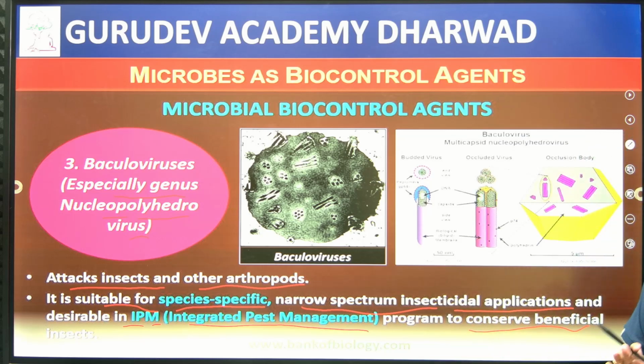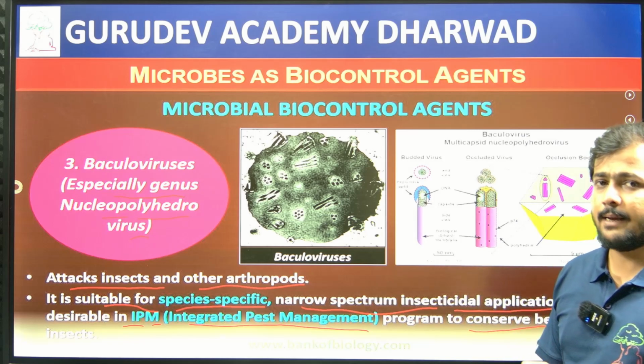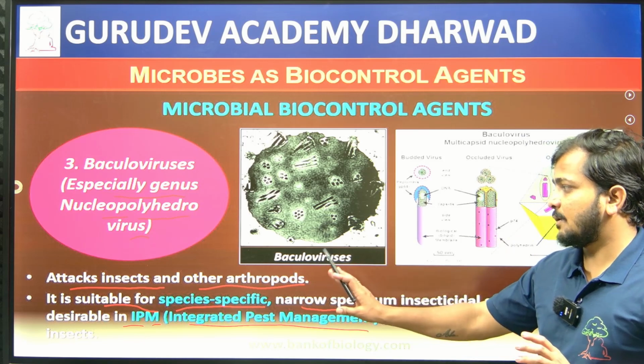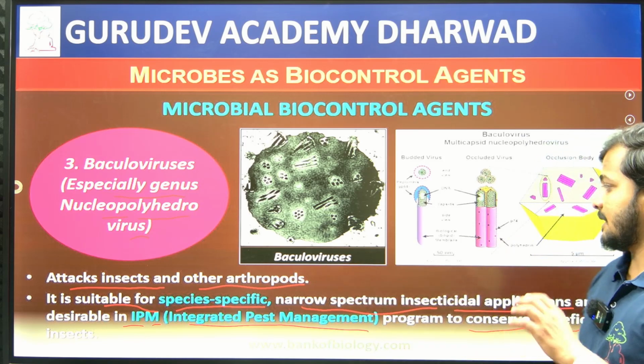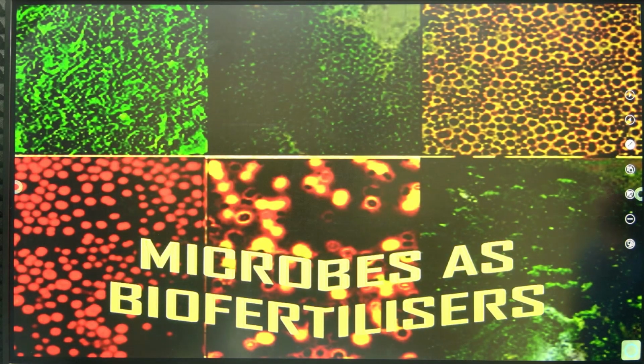So it acts specifically on only some insects. With respect to the integrated pest management scheme, we can use this baculovirus for killing some specialized insects or arthropods which cause disease or infection to the plant.